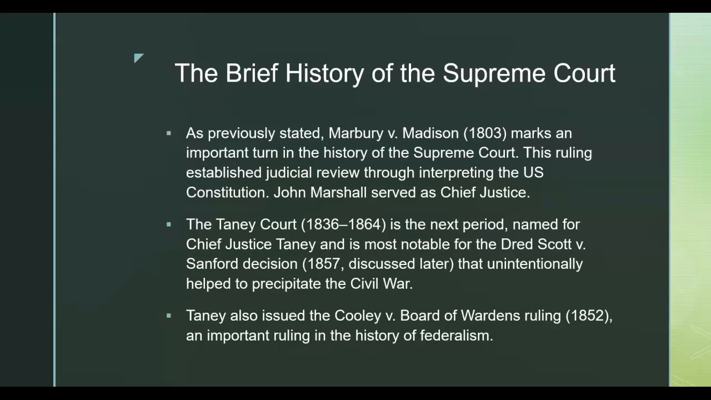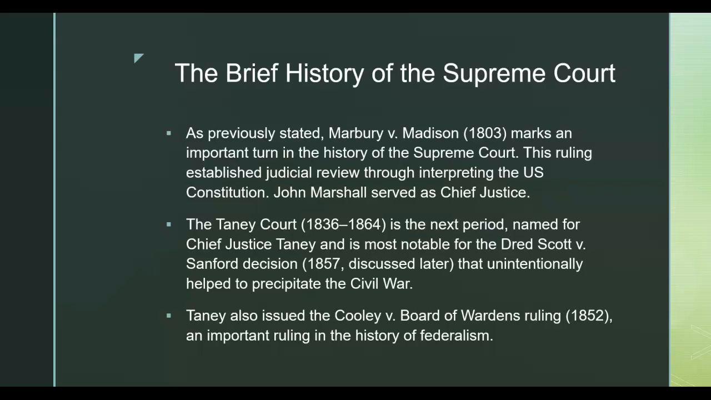As previously stated, Marbury v. Madison marks an important turn in the history of the Supreme Court. That's when the Supreme Court first became so important. This ruling established judicial review through interpreting the United States Constitution. John Marshall served as the Chief Justice at that point.